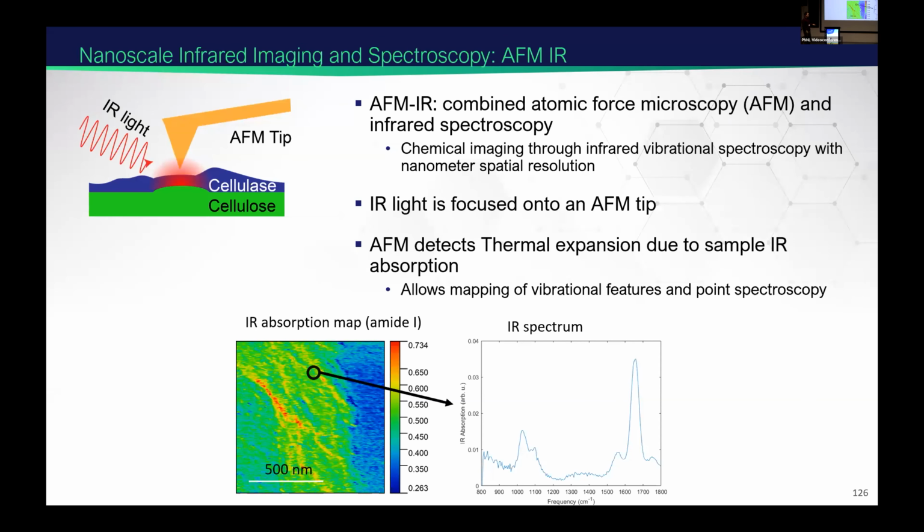By tuning our infrared source, we can get a spectrum comparable to FTIR studies. This gives us a definitive confirmation of the chemical content of the sample. Here's protein. We see amide 1 at 1650, amide 2 at 1560, and other peaks that we can assign to the specific protein.